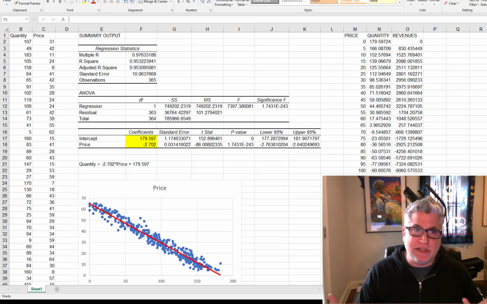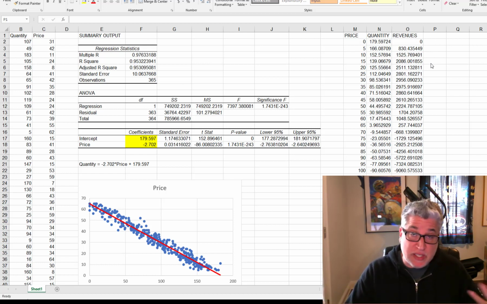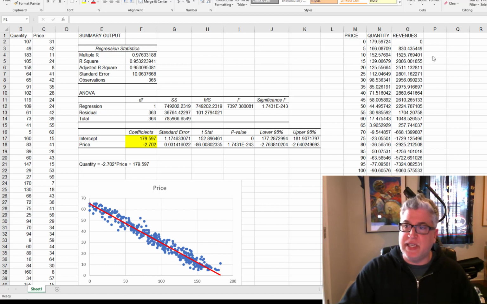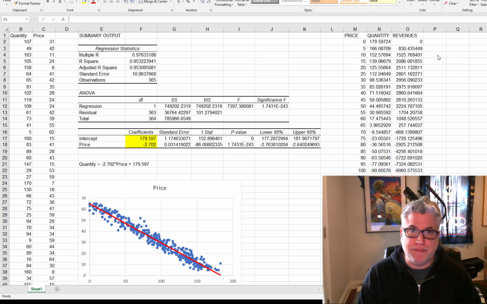Because really, for us as business people, we're not just trying to maximize the revenue that we get, we're trying to maximize the profits that we get. So essentially what we're going to do is just add a column or two to our analysis. Rather than just revenues, we'll add costs, and then we'll do revenues minus costs to get profit, and we'll try to figure out what price gives us the most profits.